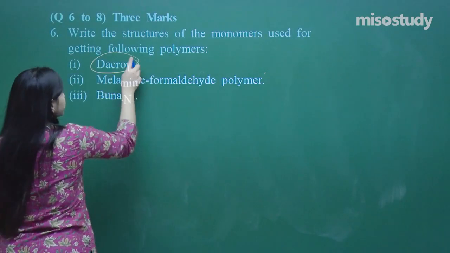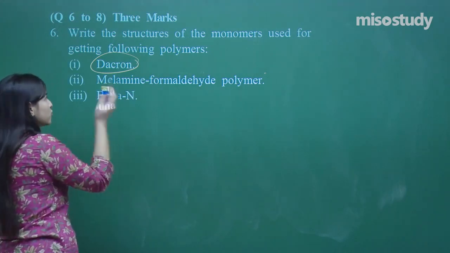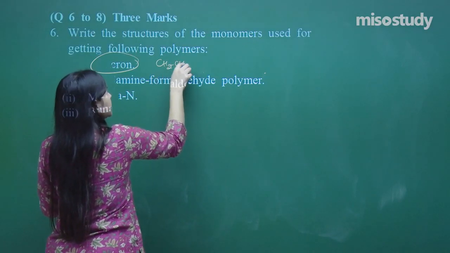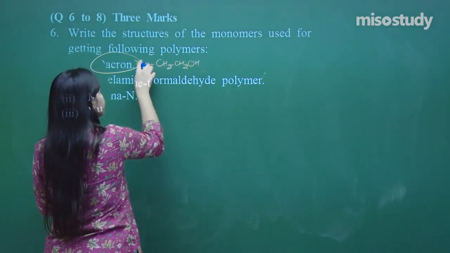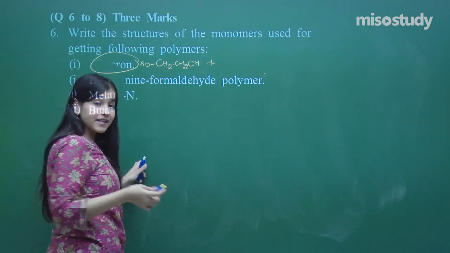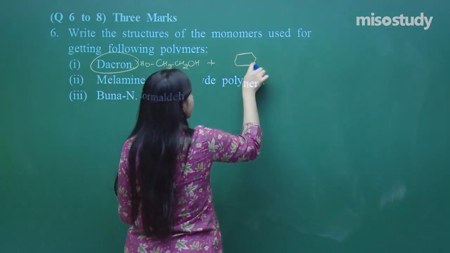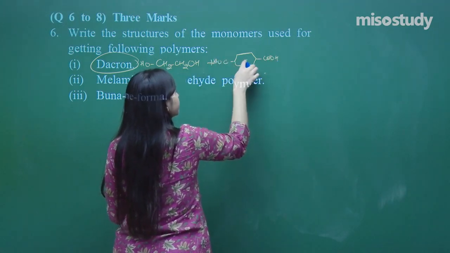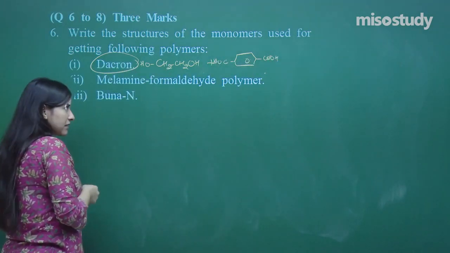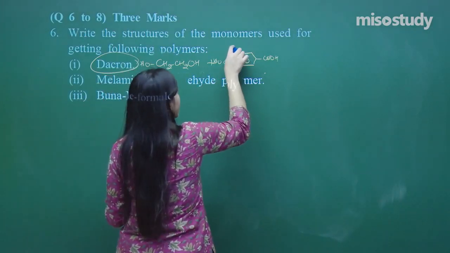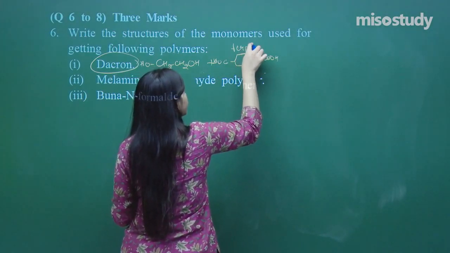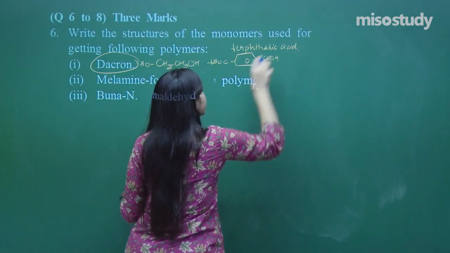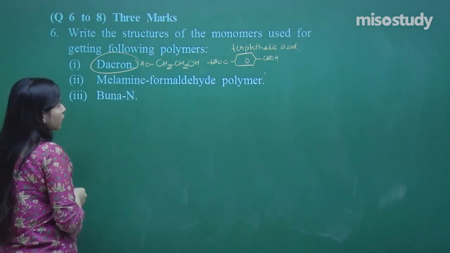First one, dacron. Dacron has got 2 monomers. One is, see here, ethylene glycol plus terephthalic acid, right? This is important. Dacron is important. So that is ethylene glycol and terephthalic acid, right? And this is ethylene glycol.